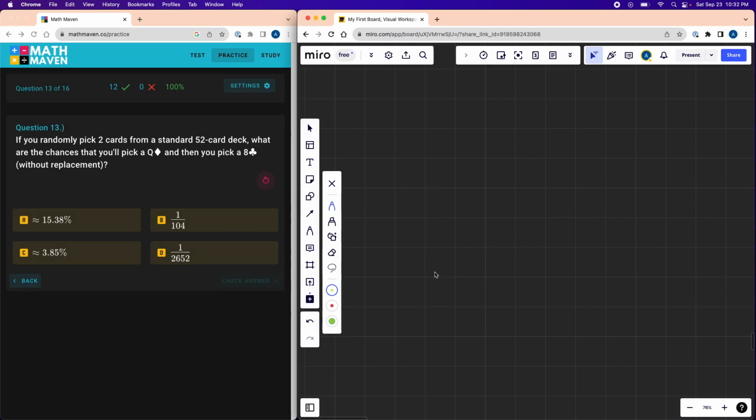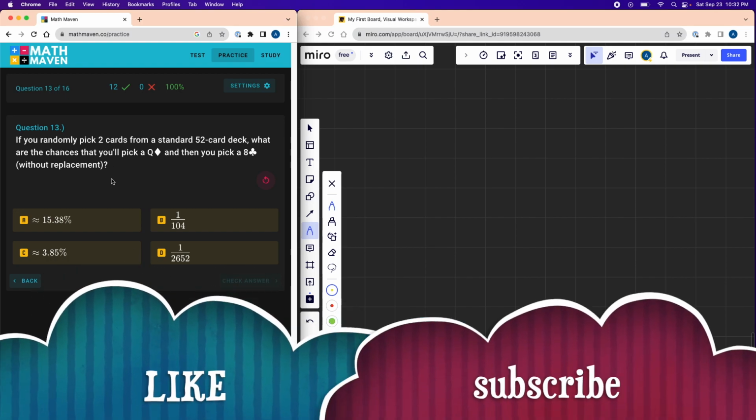All right, question number 13. If you randomly pick 2 cards from a standard deck of 52 cards, what are the chances that you'll pick a queen of diamonds and then you'll pick 8 of clubs? Without replacement, meaning once you pick the first card, you're immediately going to pick the second card without putting that first card back inside the deck. All right, so press pause and try this one out on your own.